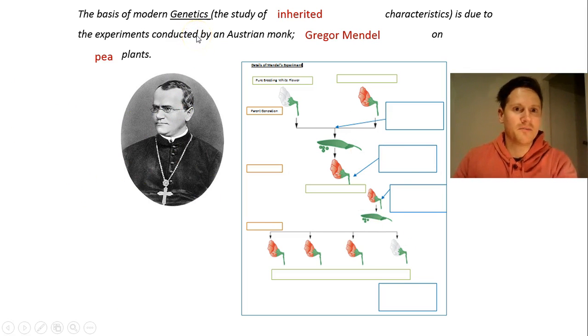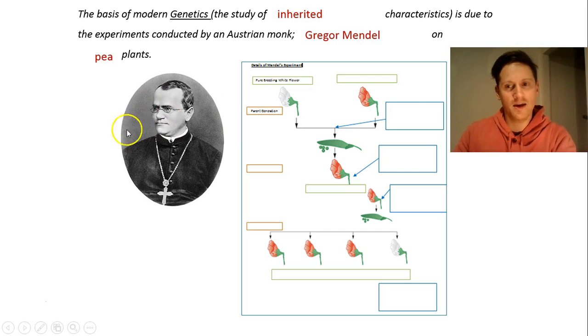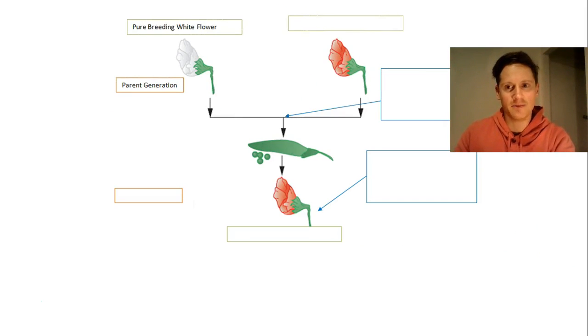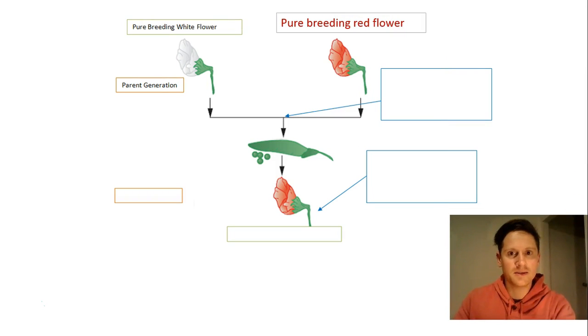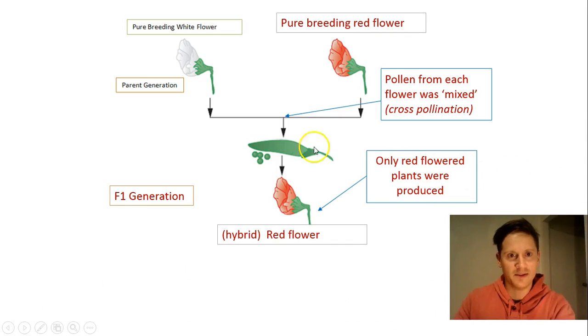The basis of modern genetics is the study of inherited characteristics, and it's due to the experiments that were conducted by this guy here. He was Gregor Mendel, an Austrian monk, and he studied inheritance on pea plants. So that's how he figured out that characteristics can be passed down from generation to generation and how it was done. This diagram here is again in your notes, so if you could fill this out, that would be fantastic. We've got pure breeding white flowers and red flowers.